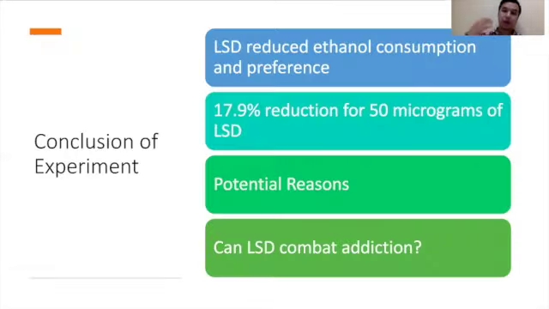And with that, we move on to our conclusions. The study found reductions in both ethanol consumption and preference in the group of mice that were treated with the LSD dosage of 50 micrograms versus the 25 micrograms. The observers found that ethanol consumption was limited with a reduction of 17.9%, and that was sustained throughout the 46 days of the experiment, which is very important to know. Furthermore, the total fluid intake and locomotor activity did not differ among the control and LSD treated groups.